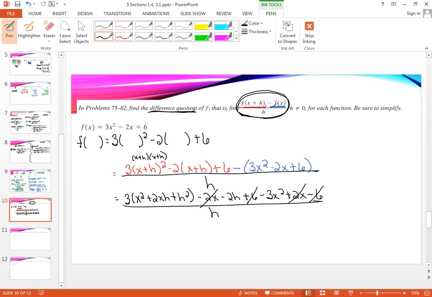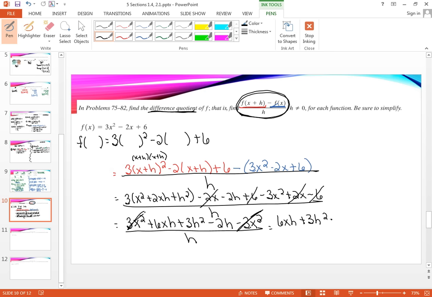So anytime I start seeing stuff like that, I'm going to go ahead and simplify it as much as I can. I'm going to distribute my 3. So 3x squared plus 6xh plus 3h squared. Then what? Minus 2h minus 3x squared over h. And this adds to 0. So I've got 6xh plus 3h squared minus 2h over h.